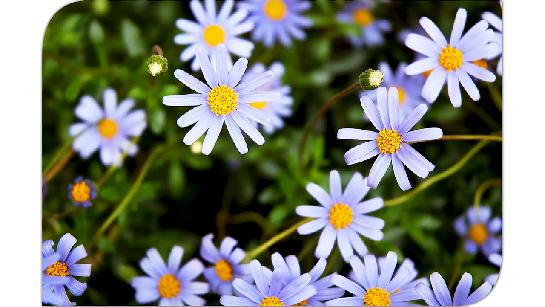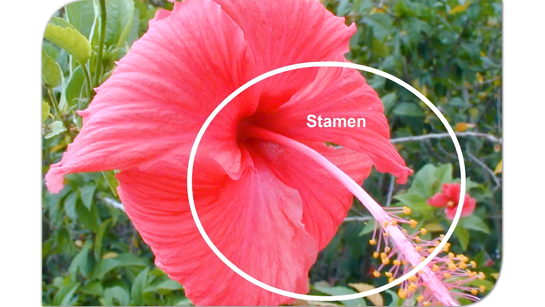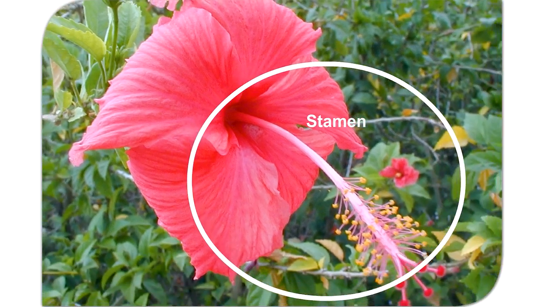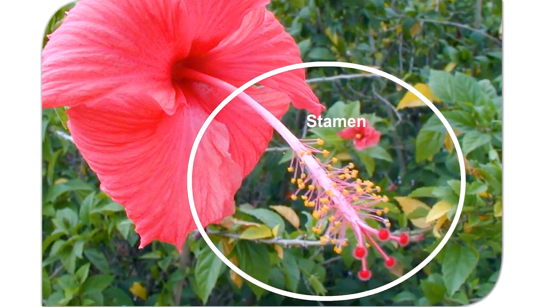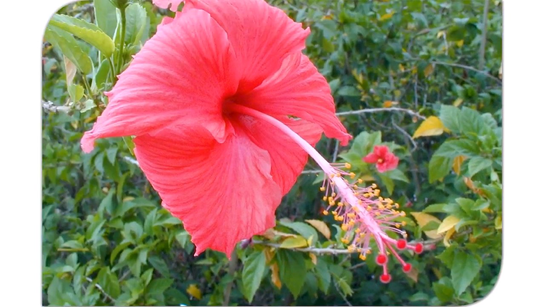Sexual reproduction takes place in flowering plants. Flowers are the reproductive parts of a plant. The reproductive parts of a flower are the stamen and pistil. Stamen is the male reproductive organ of the flower. It has a long stalk-like filament and a swollen top called the anther. The anther contains pollen grains that contain male gametes.